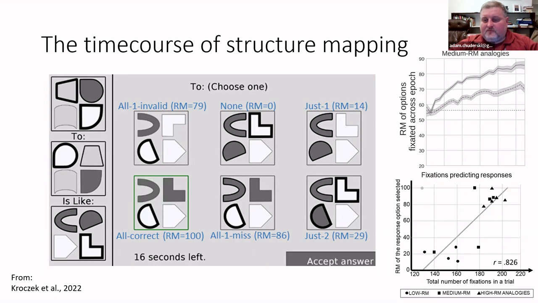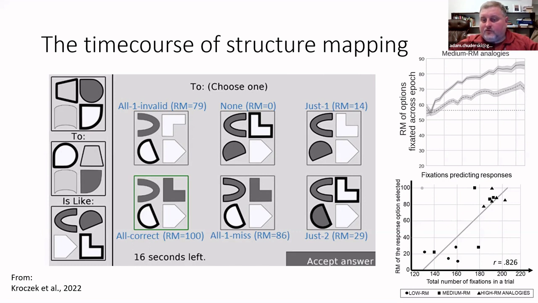So it was also a nice result that there were various conditions in this task, about 18 different conditions in complexity, mean relational match of the options, and so on. But it's not important. What is important is that when we plotted the total number of fixations in trials of each kind, so we had a number of conditions.